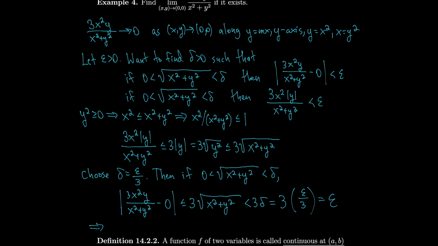So maybe I should have written a bit smaller, but I could say the limit of our function, 3x squared y over x squared plus y squared, actually is equal to 0.